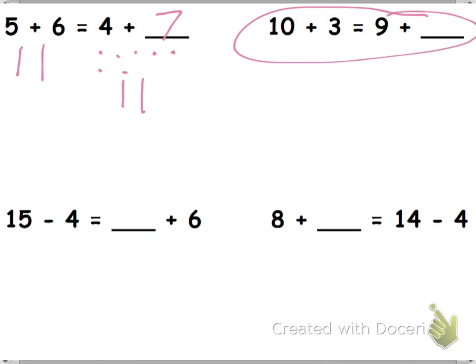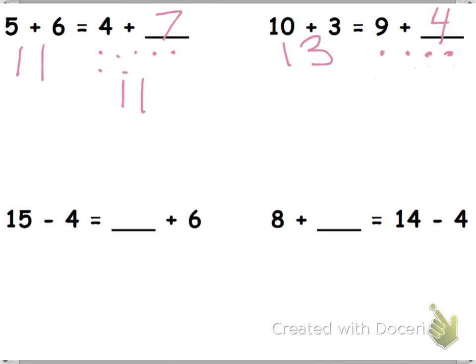Now let's look at this one. 10 plus 3 equals 9 plus what? So 10 plus 3, we know equals 13. So now we have to do the same thing. We need to count on from 9 until we get to 13. So 9, 10, 11, 12, 13. So there's 1, 2, 3, 4. So 9 plus 4 equals 13. So 10 plus 3 equals 9 plus 4.